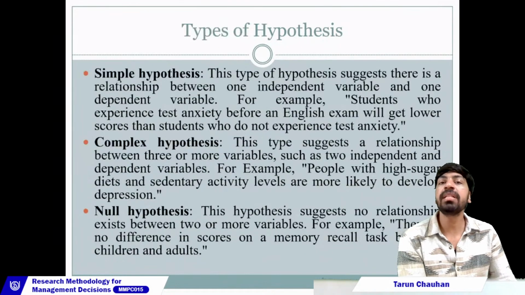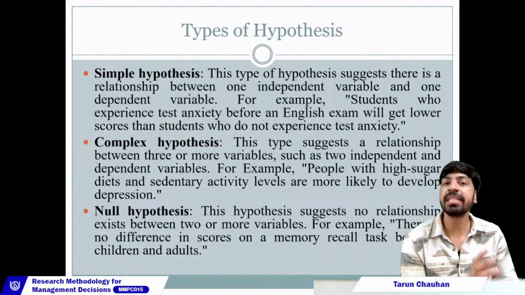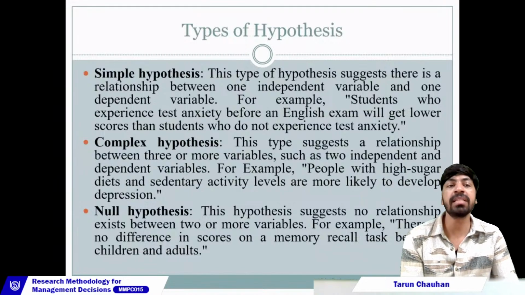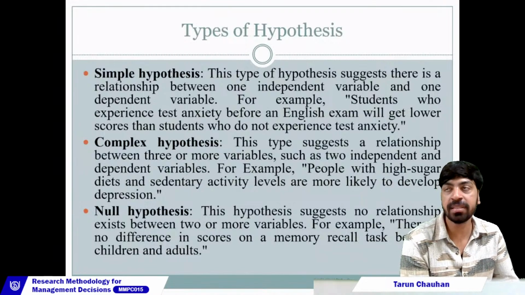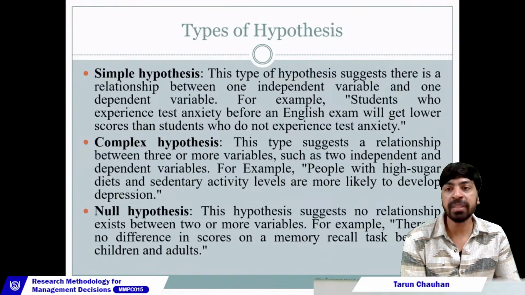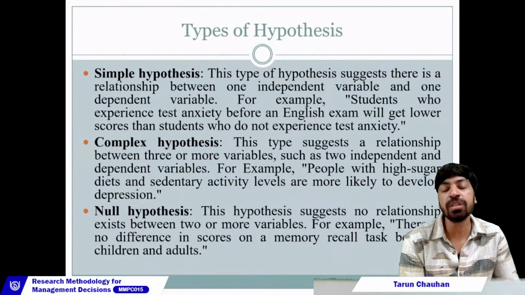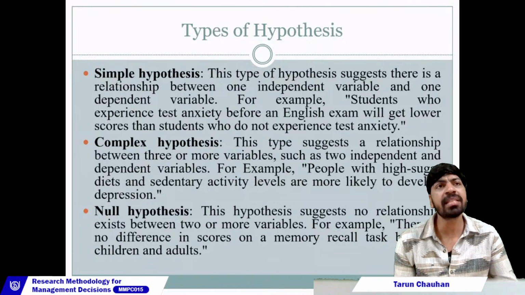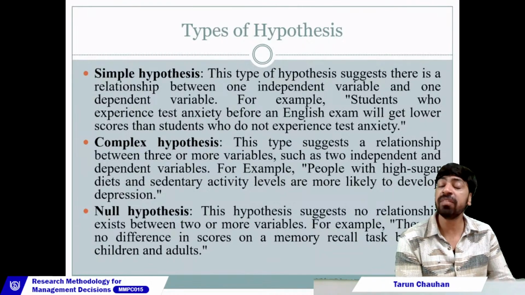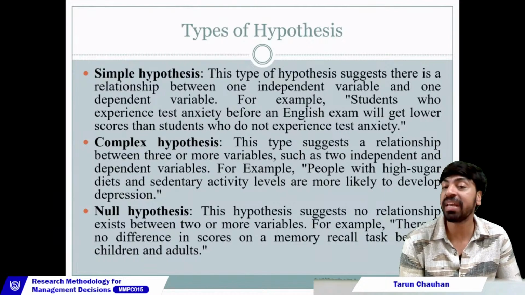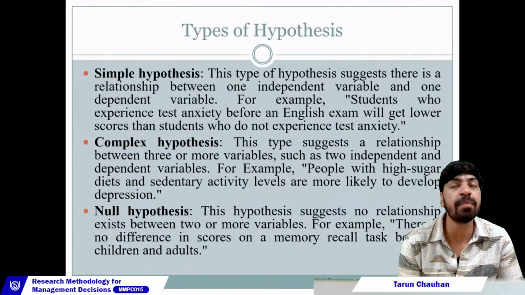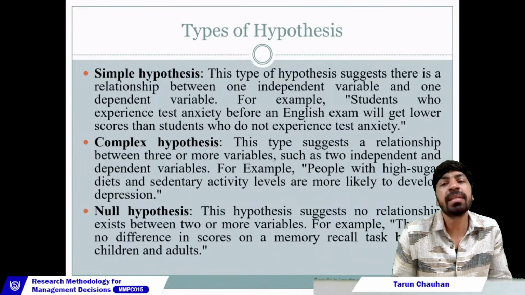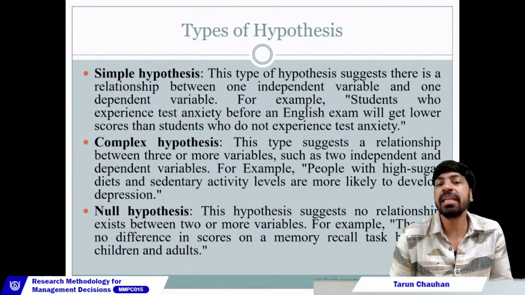Let's follow up the types of hypothesis. There are six types of hypothesis. Let's begin from the simple hypothesis. This type of hypothesis mainly involves a relationship between one independent variable and one dependent variable. So if there is one dependent variable and one independent variable, it's simply called simple hypothesis. Let's take an example.